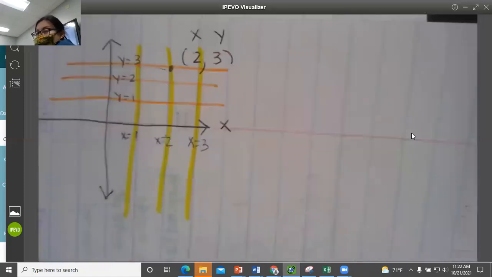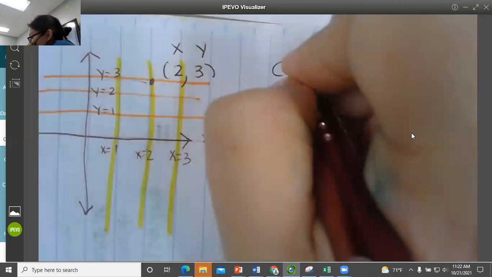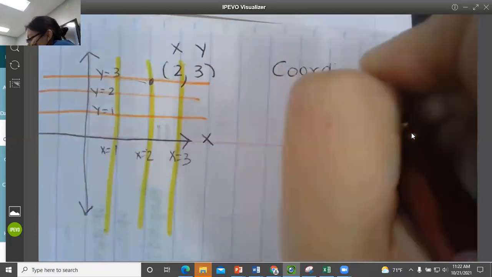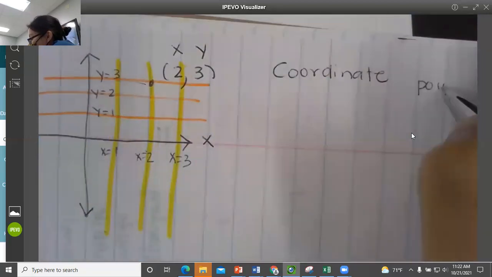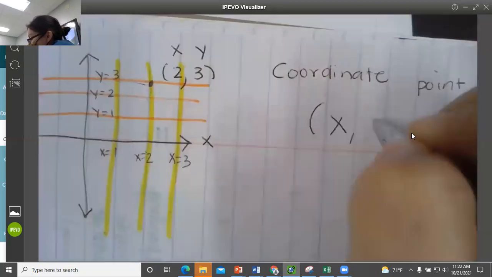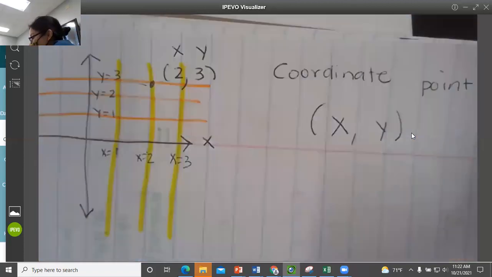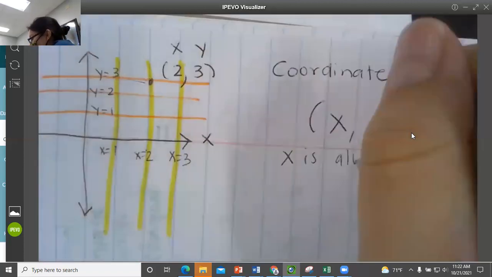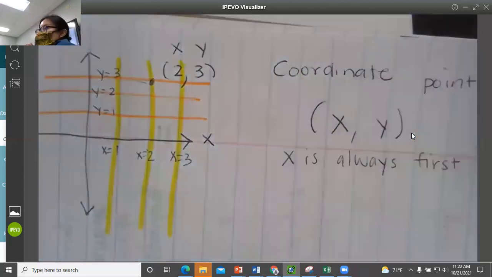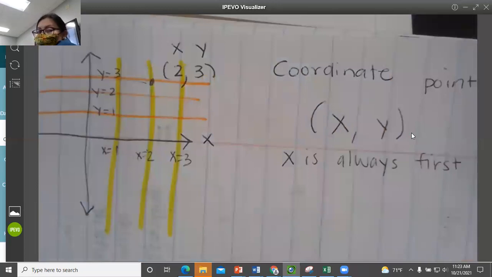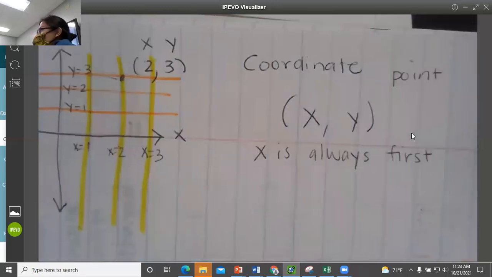All right, so the idea is the coordinate plane tells you exactly where everything is. And a coordinate point is always x comma y. Always, always, always. X is always first. Okay, raise your hand if that's something you knew, like, come on, we've done this before. A couple of you, okay. Hopefully this is not the first time you see this. You took algebra, we talked about the x is always first, then y.